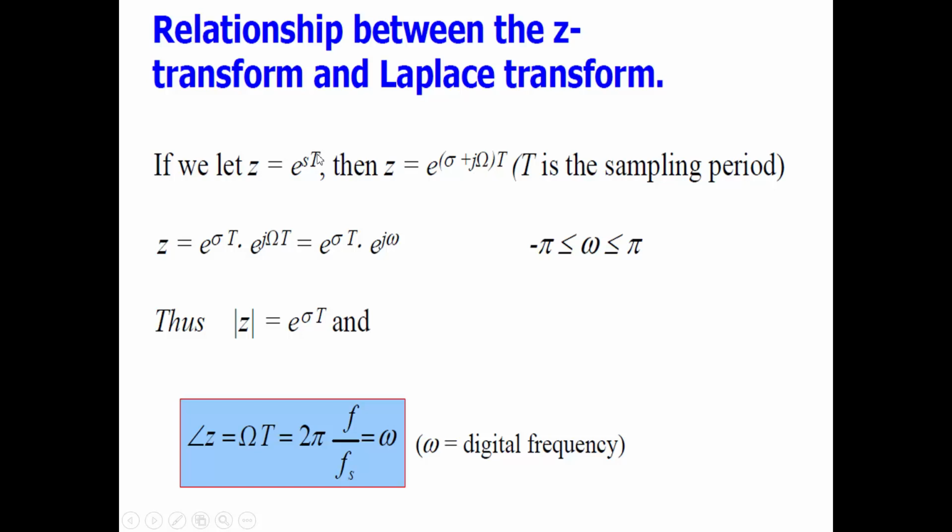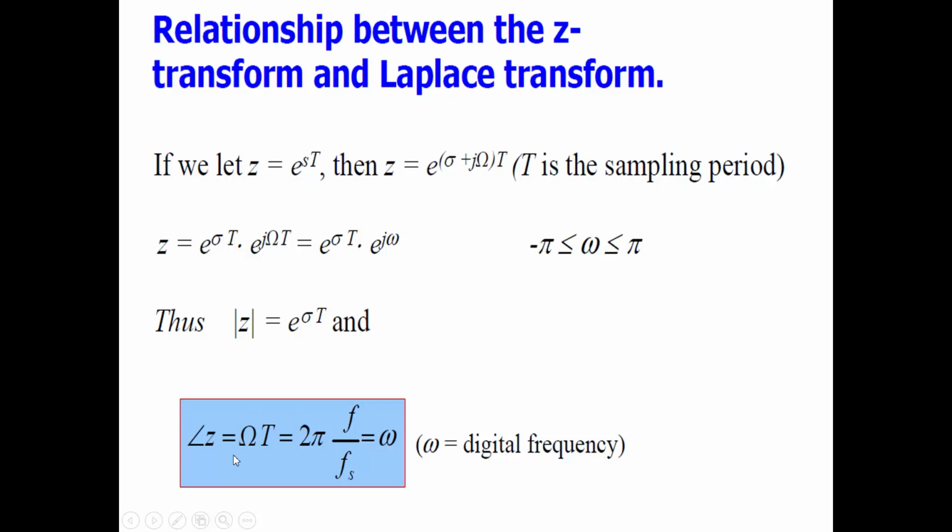We replace s here with this value. Now we can separate out the exponents: e to the power sigma T dot e to the power j capital omega T. We know that capital omega T is actually given by small omega, which is the digital frequency, and digital frequency lies between minus pi to pi. This is the fundamental period of the digital frequency. So the magnitude of z will be equal to e to the power sigma T, and its angle will be given by this omega.